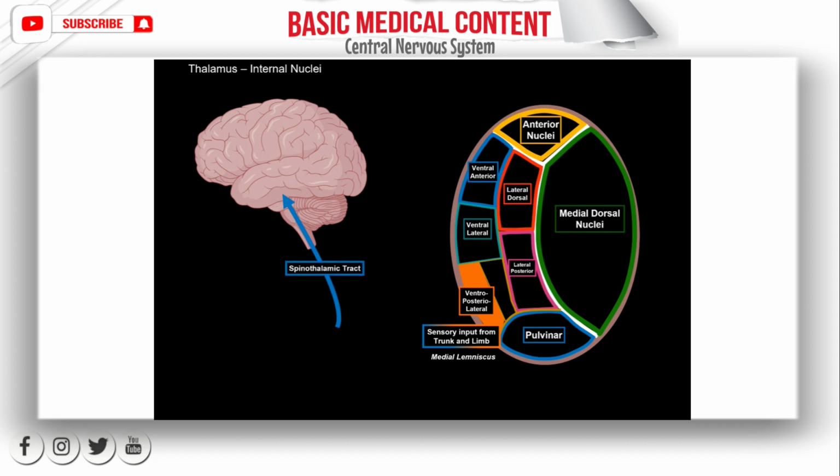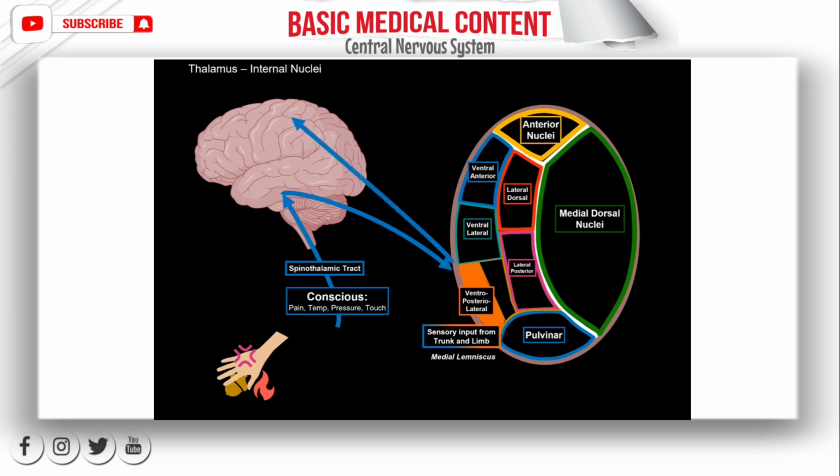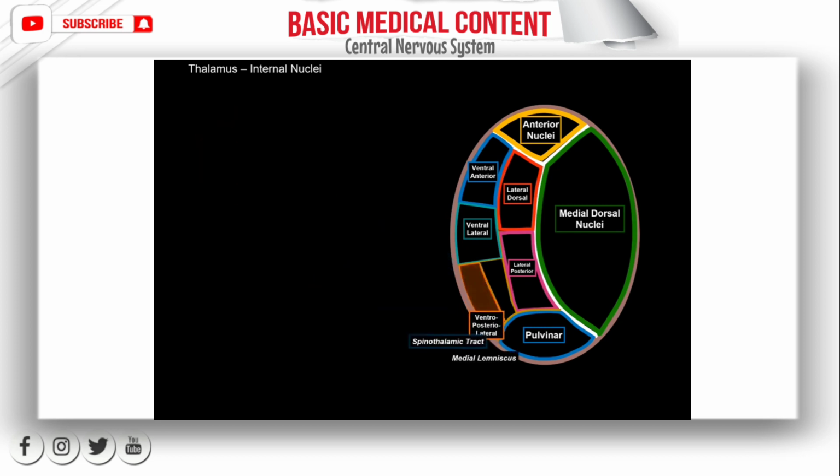And remember, this tract is responsible for sensation in regards to pain, temperature, pressure, and touch. The spinothalamic tract goes to the VPL and then up to the somatosensory cortex as well. So that is the ventroposterolateral nucleus. The other nucleus is the ventroposteromedial nucleus, or abbreviated as the VPM.